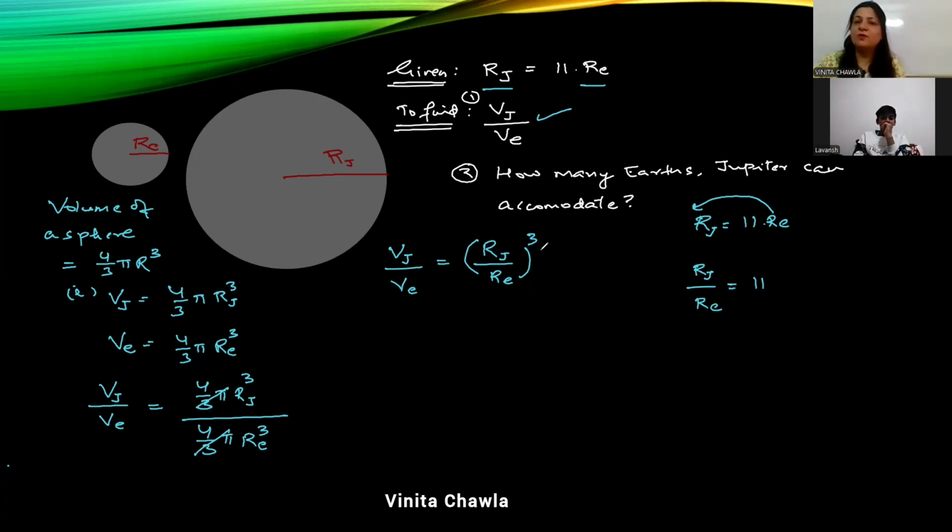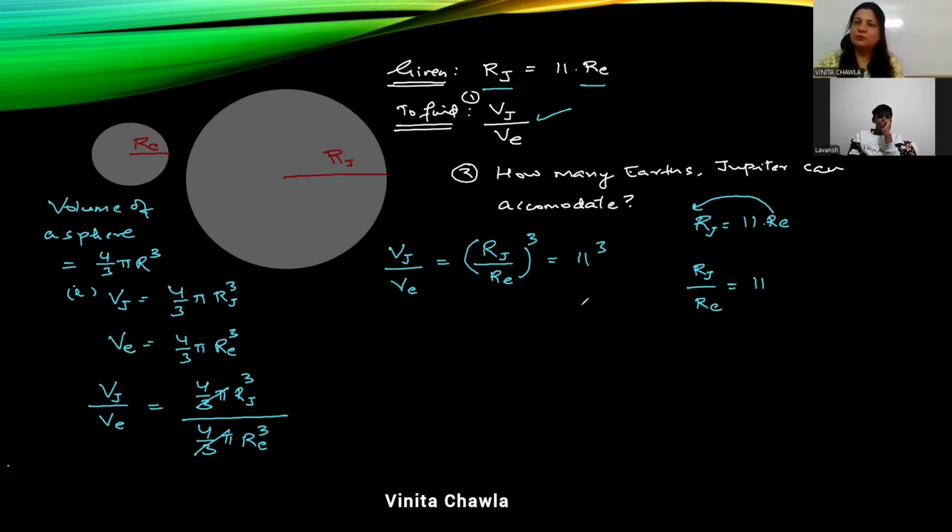Yes, because we want this Rj by Re. That's why I have moved Re. I want the value of this ratio. So it's nothing, it's just 11 cube. So what is the cube of 11?